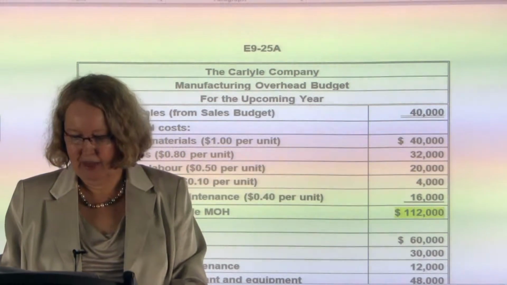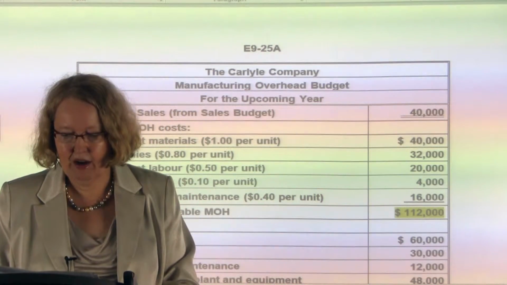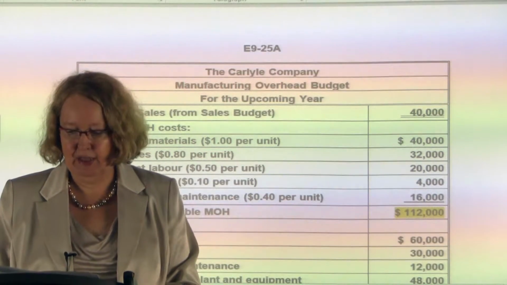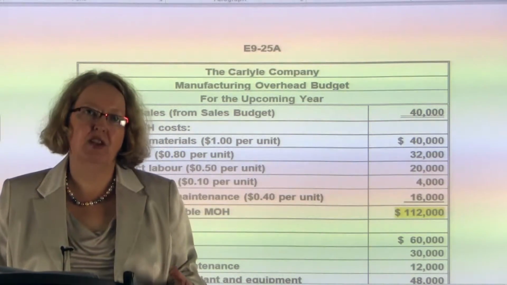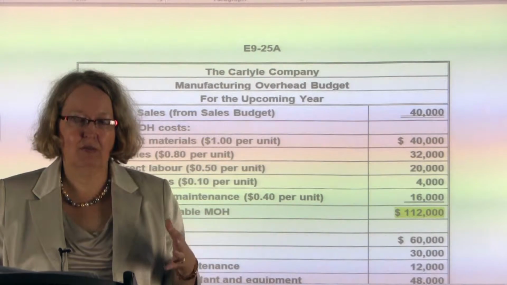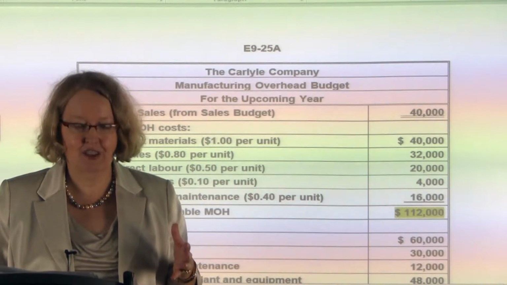This problem here is asking us to prepare the manufacturing overhead budget. So the manufacturing overhead budget is comprised of two major components, your variable cost and your fixed cost.